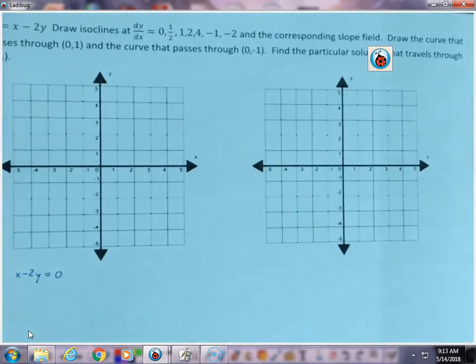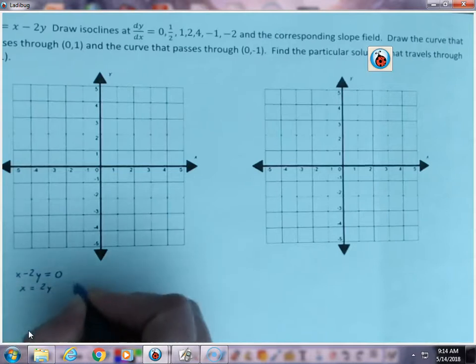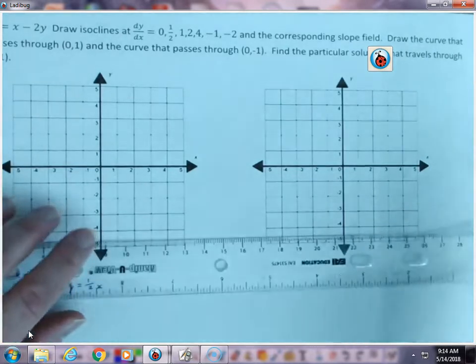Okay, so what we're going to do is solve that equation for y. So what would you like me to do? Okay, so y equals a half x. And what that means is anywhere along y equals a half x, there is a slope of 0. So what I want you to do is draw a line through y equals 1/2 x.